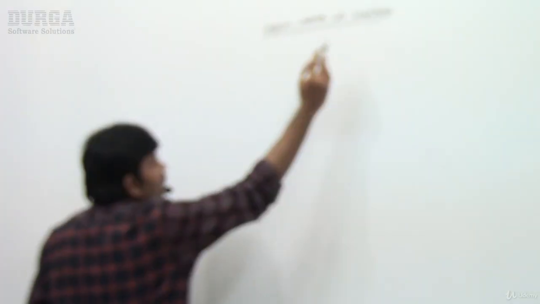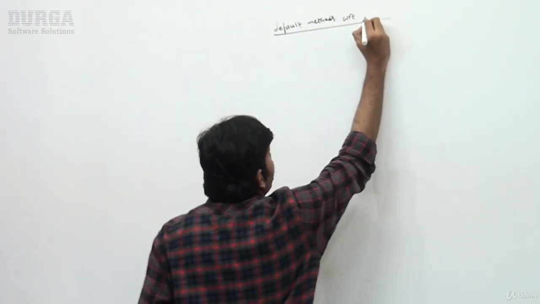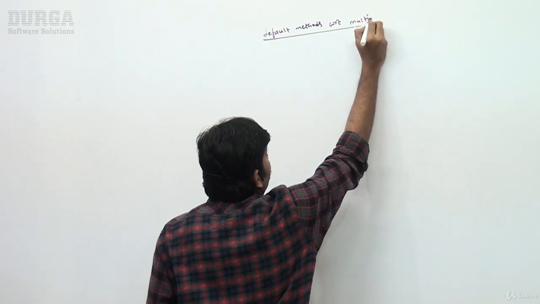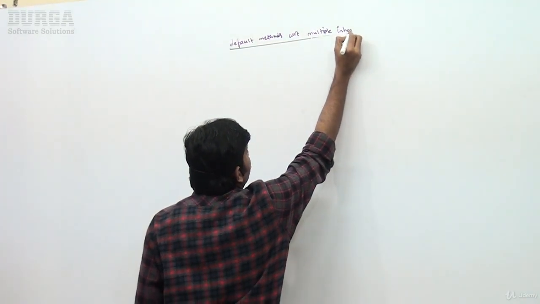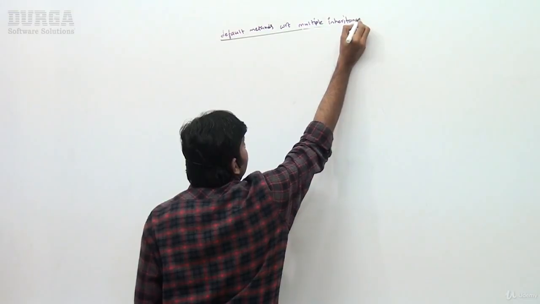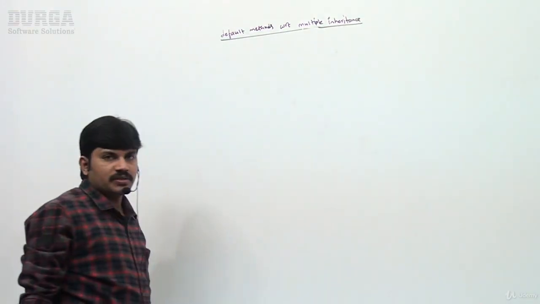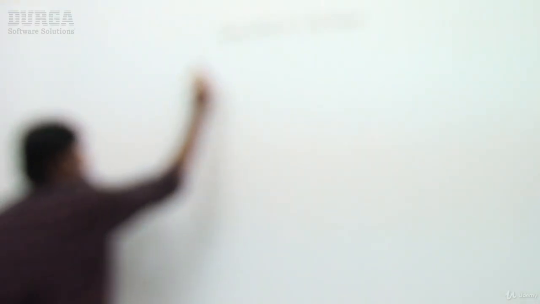Here just observe default methods with respect to multiple inheritance. Are you getting it? With respect to multiple inheritance, there is some problem. How you can solve that problem, I will explain. Don't worry about that.